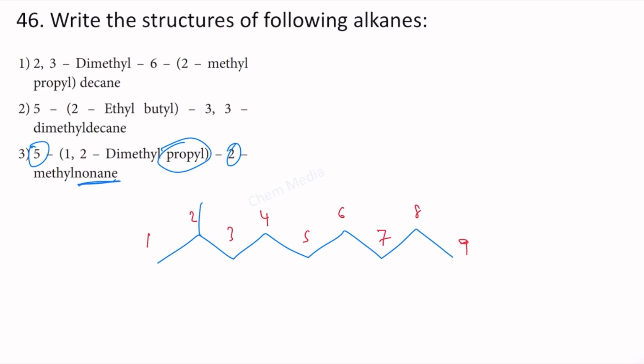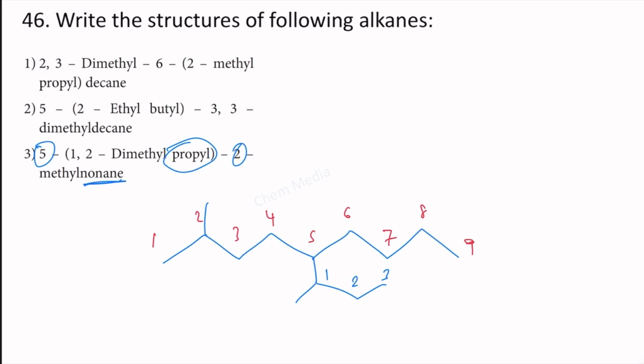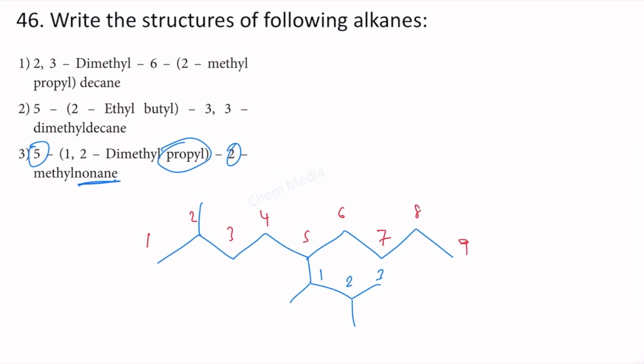And that propyl chain has two methyl groups. One is at 1 position, another is at 2 position. Therefore, let us first write down the propyl chain at 5 position. 1, 2, 3. Number it 1, 2, 3. This has two methyl groups. One is at 1 position, another is at 2 position. That's the structure for 3.